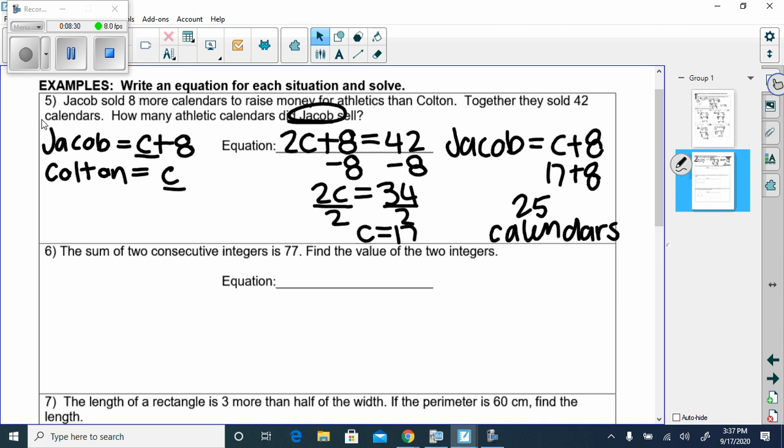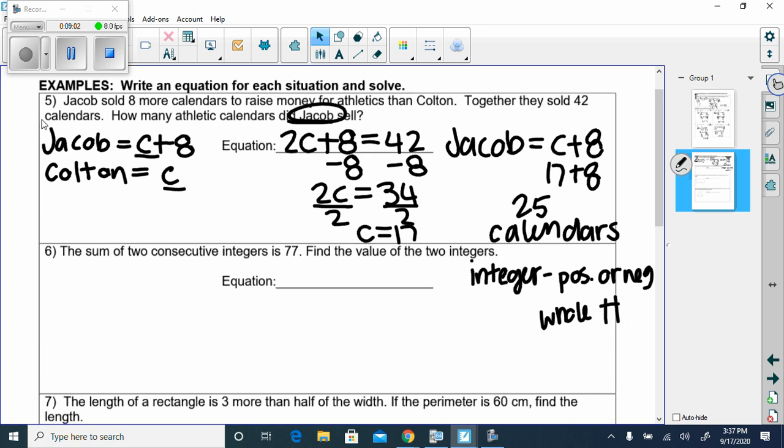Alright. This next one says the sum of 2 consecutive integers is 77. Find the value of the 2 integers. Does anybody know what an integer is? It's just a number, just a whole number, right? A positive or a negative whole number. Okay, so I'm going to make a note of that over here. Positive or negative whole number. Okay? And what does consecutive mean?